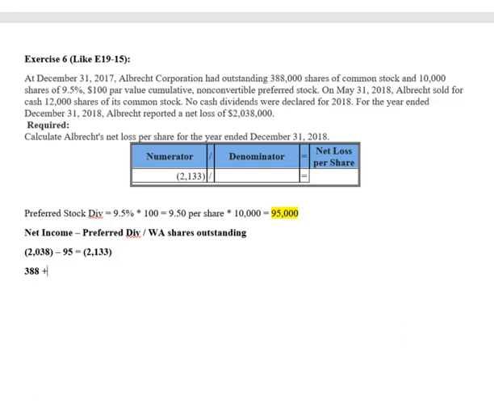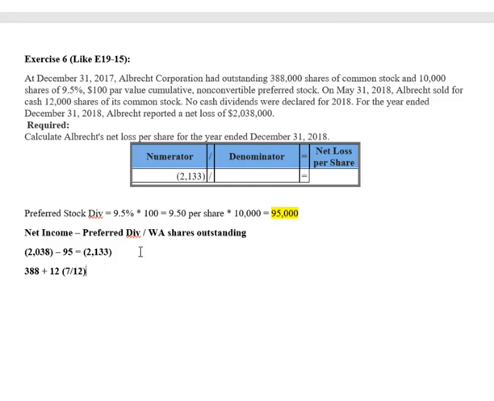Then we're going to add to that our new issuance. Now, we issued 12,000 more. The problem is this is a weighted average. Those 12,000 new shares were not outstanding for the entire year. So we need to multiply that by how many months they actually were outstanding out of 12. They were issued on May 31st, so they were outstanding June, July, August, September, October, November, and December. So they were outstanding for 7 months out of 12.